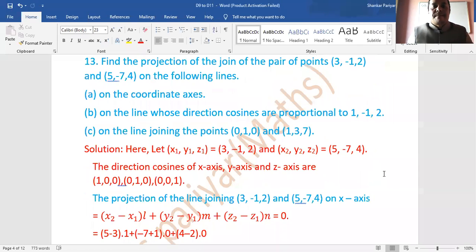Find the projection of the pair of points (3, -1, 2) and (5, -7, 4) on the following lines. A. On the coordinate axes. B. On the line whose direction cosines are proportional to 1, -1, 2. And C. On the line joining the points (0, 1, 0) and (1, 3, 7).